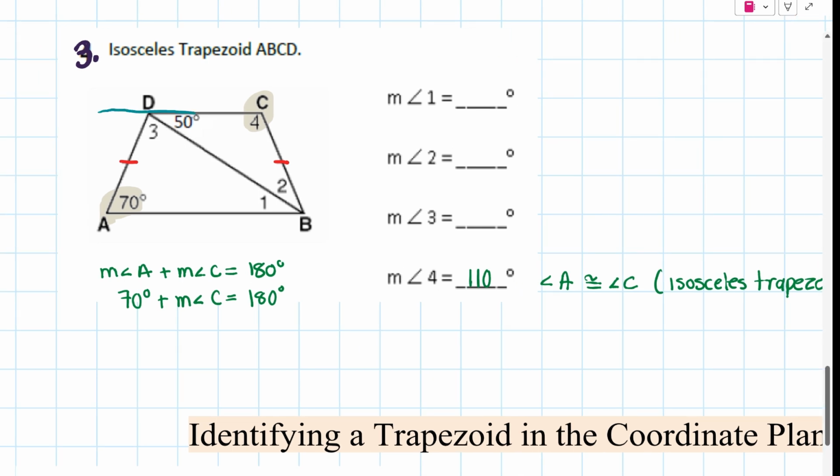All right, we're going to apply the same strategy that we did in the previous problem. Let's go ahead and extend the parallel sides and extend our diagonal. And we're going to use the measurement that we're given there, which is 50 degrees. So angle 1 will also be 50 because these two angles are alternate interior angles, and alternate interior angles are congruent.